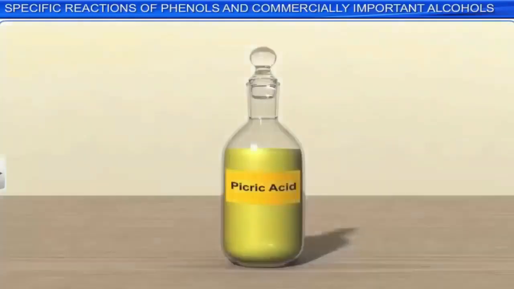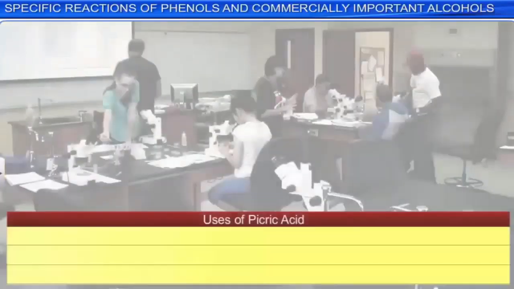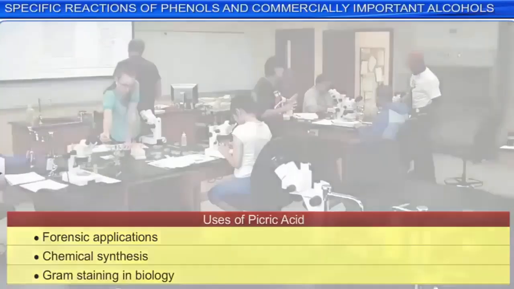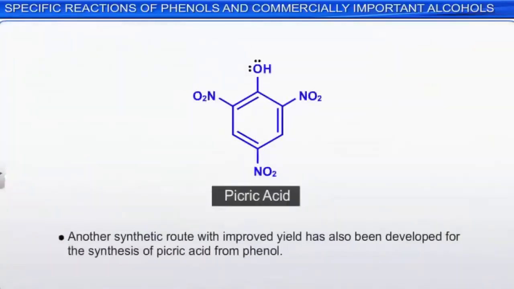Picric acid in the laboratory must be stored wet, else explosive metal picrates may form. It is used in several forensic applications, chemical synthesis and gram staining in biology. Another synthetic route with improved yield has also been developed for the synthesis of picric acid from phenol.